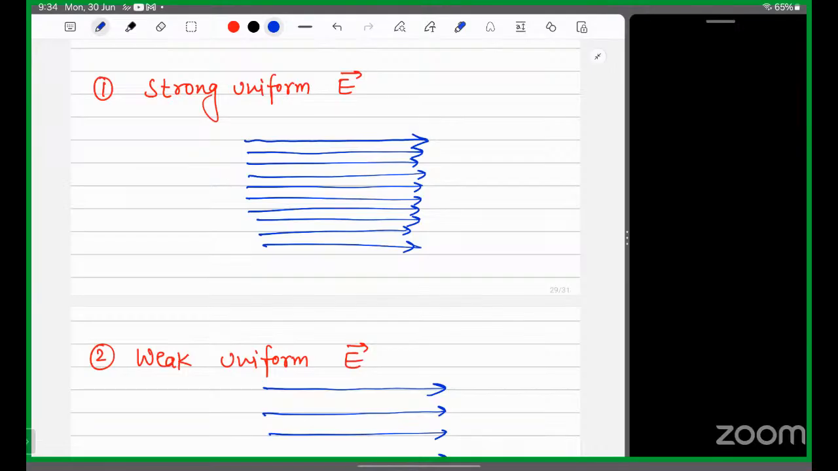There are certain properties of the electric field lines. और 6 मिनट बचते हैं. I can cover it in that 6 minutes.